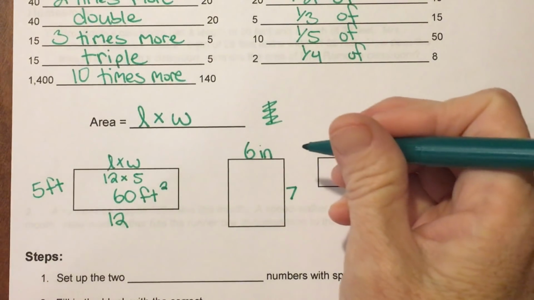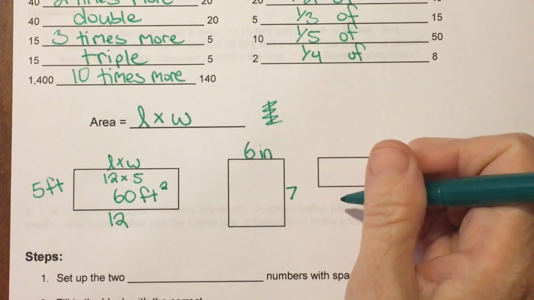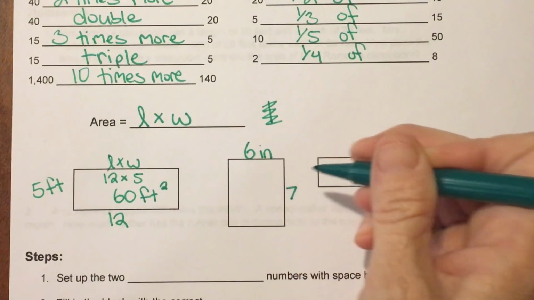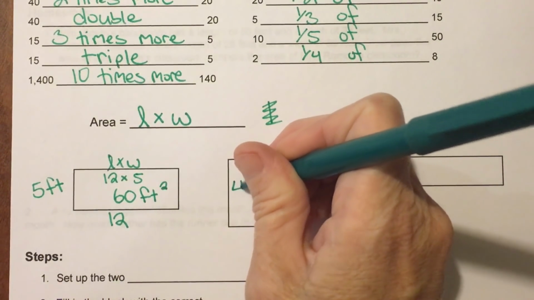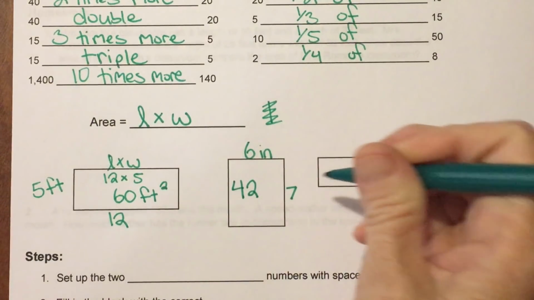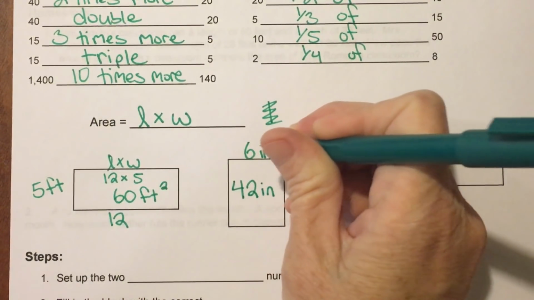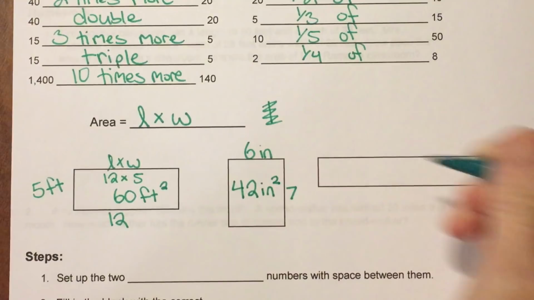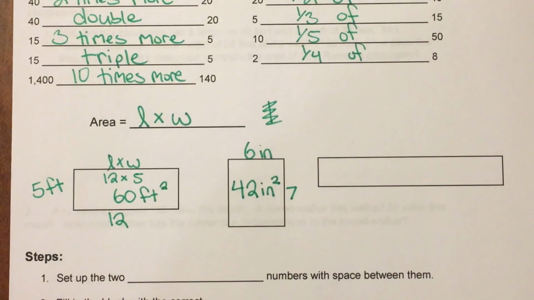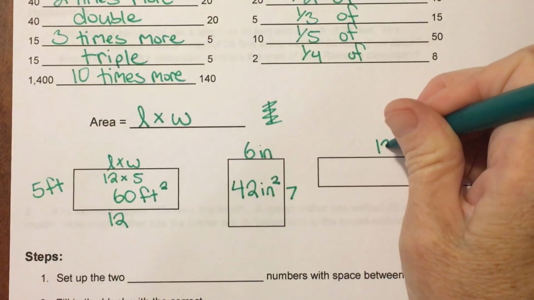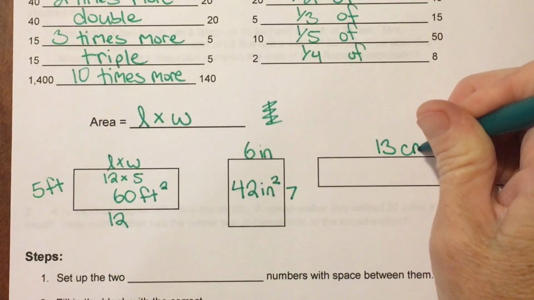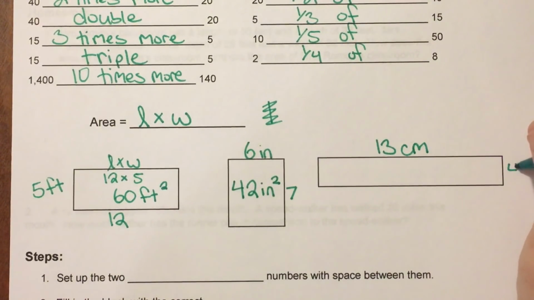So what is my length and my width? I'm going to multiply them. Hopefully you beat me to this. 6 times 7 is 42, and I'm going to put my measurement inches squared. Okay, here's another one. 13 centimeters and 4 centimeters. I'll give you some time to try that.